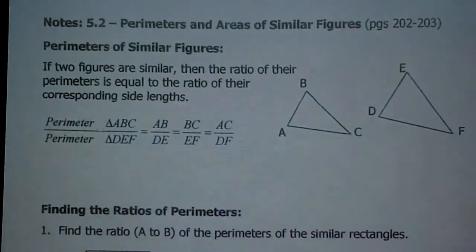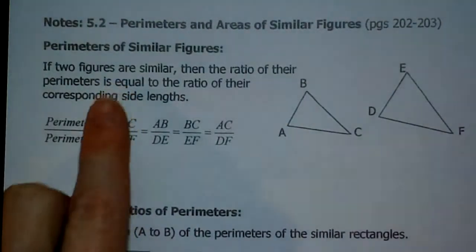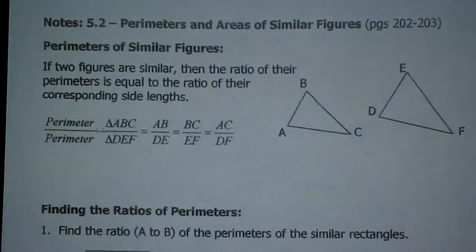And basically, the perimeter is kind of the same thing that you just learned in section 5.1. It says here, if two figures are similar, then the ratio of their perimeters is equal to the ratio of their corresponding side lengths. So you just had the task in section 5.1 of matching up those corresponding sides and simplifying them to make sure they were proportional. Now we're going to use that information to help you identify the perimeter in similar figures.